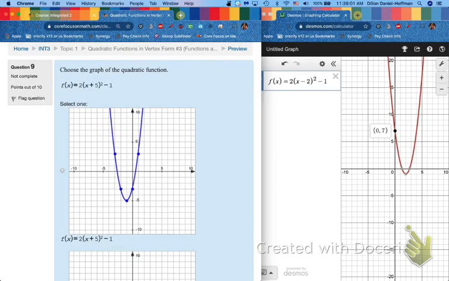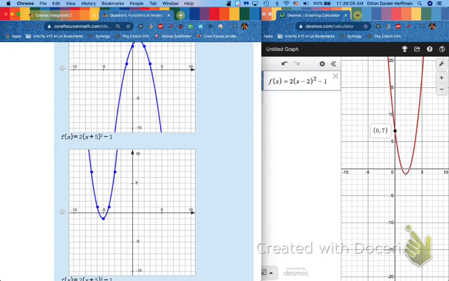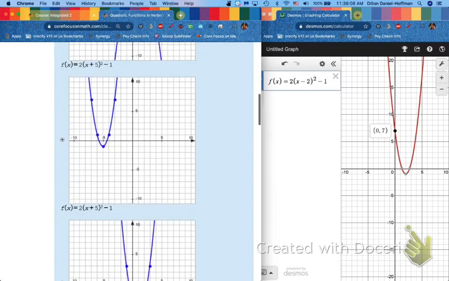Oh, we don't have our maximum minimum questions again. Okay, I guess that means we'll just go old school here. -5. So +5 means left 5, down 1. Left 5, down 1.